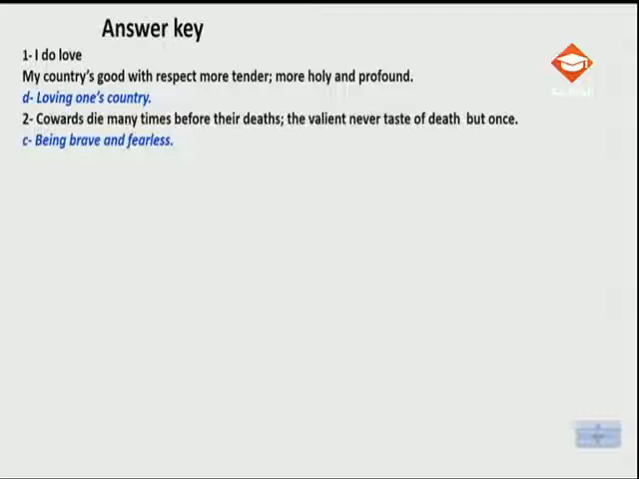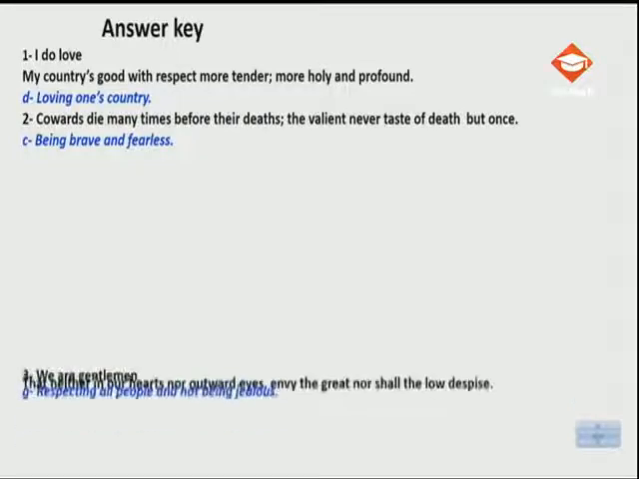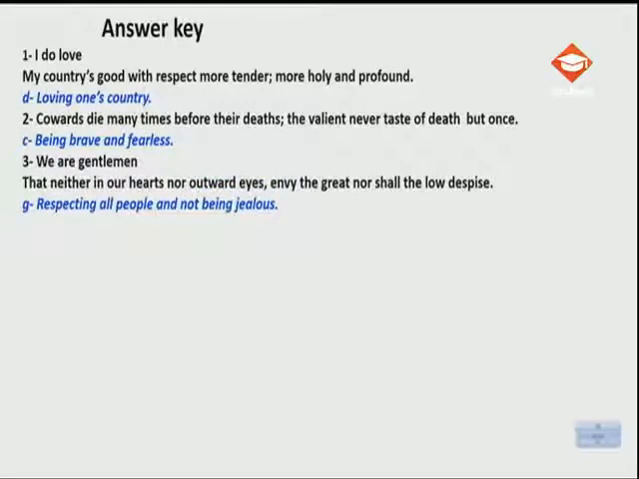Cowards die many times before their deaths. The valiant never taste of death but once, being brave and fearless, and that was what you said. Yes, of course. Well done. We are gentlemen that neither in our hearts nor outward eyes envy the great, nor shall the low despise. You relied on your knowledge of the words envy and despise, and you said it's respecting all people and not being jealous of them. So far your answers are perfectly correct.